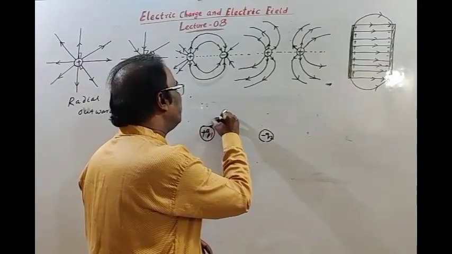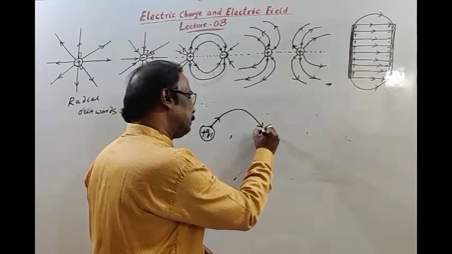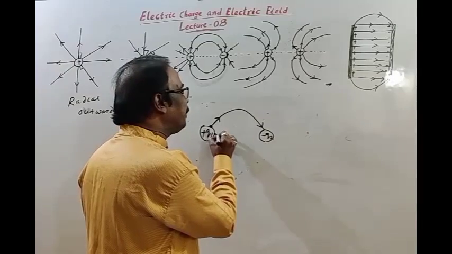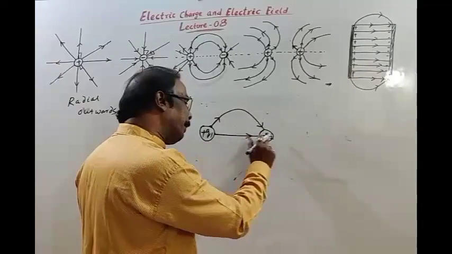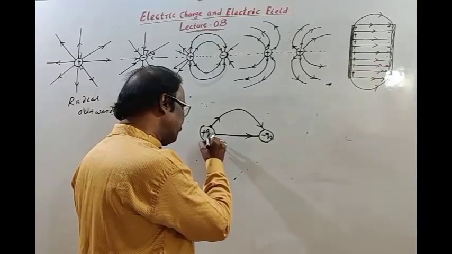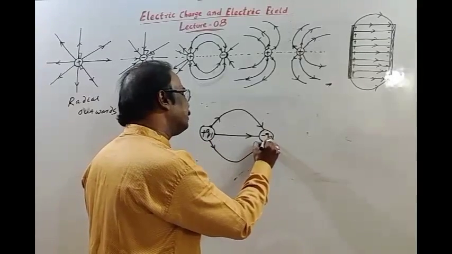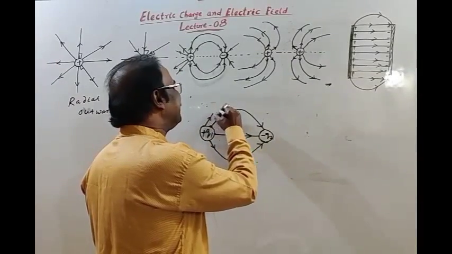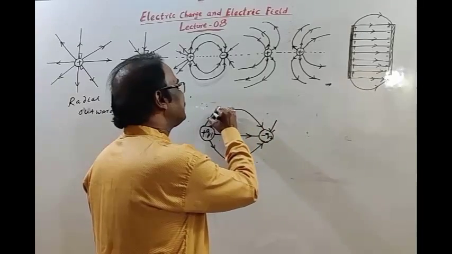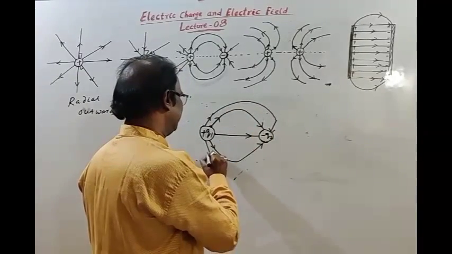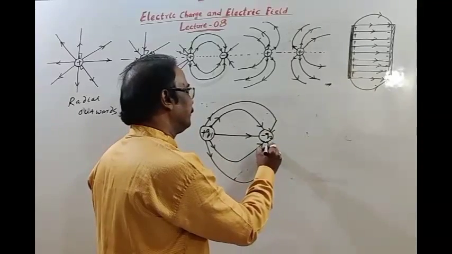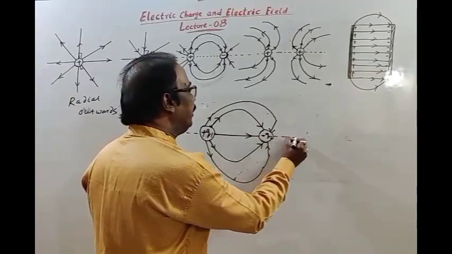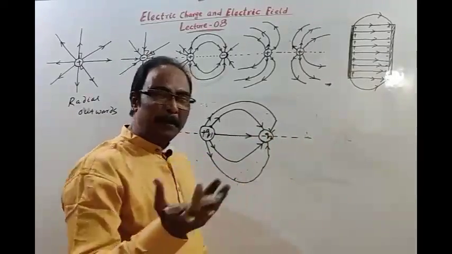So it will move and finally terminate on the surface of the negatively charged body. If you place a unit positive charge here, it will get repelled and attracted by the negatively charged body, and so on. You may represent a number of lines of force. Okay. So this is the line joining two oppositely charged bodies, or maybe two similarly charged bodies.